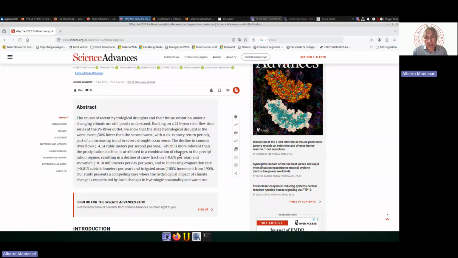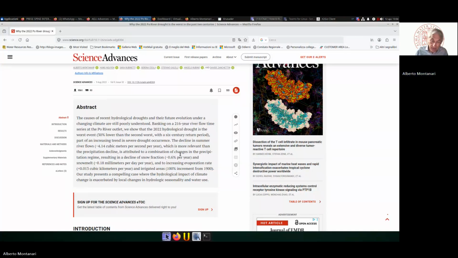Second sentence: banking on a 216-year river flow time series at the Po River outlet, we show that the 2022 hydrological drought is the worst event. I'm skipping the sentence included in parentheses. The worst event, part of an increasing trend in severe drought occurrence. So in a single sentence, I am saying something about the method: I am analyzing a time series of Po River flows that is 216 years long.